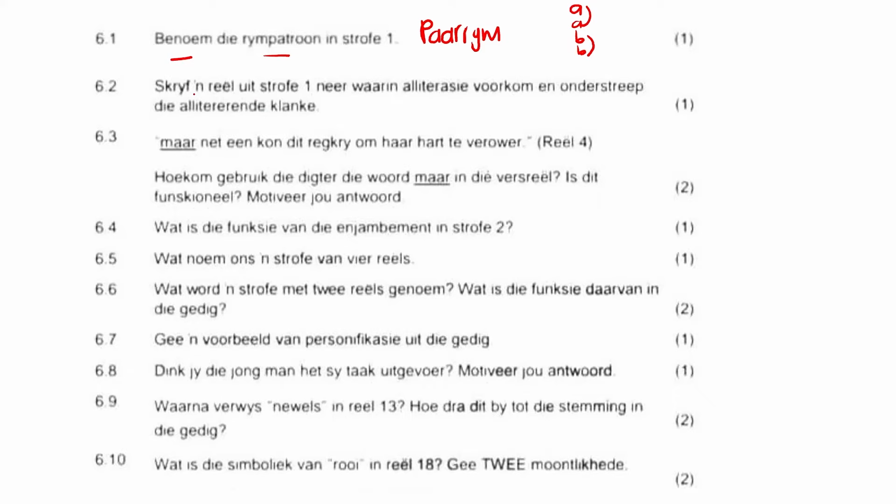6.2. Skryf 'n reël uit strofe 1 neer waarin alliterasie voorkom en onderstreep al die allitererende klanke. So you have to take out a line from stanza 1 and then you have to underline all the sounds that make up the alliteration. So you can have: toe die Hexrivier sy heide teen die berg hang 'n blom. You can underline the H's or you can underline the B's and that would have scored you the mark.